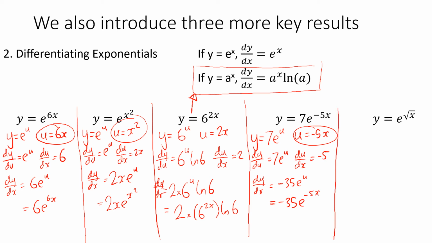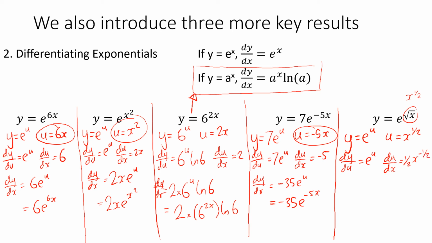And then our very last one, remember root x is the same as x to the half. We're saying that y is equal to e to the power of u, and u is equal to x to the power of a half. Let's find our dy du. That's just e to the u. Our du dx, that's a half x to the minus a half.